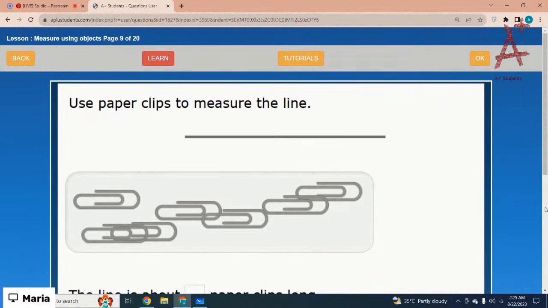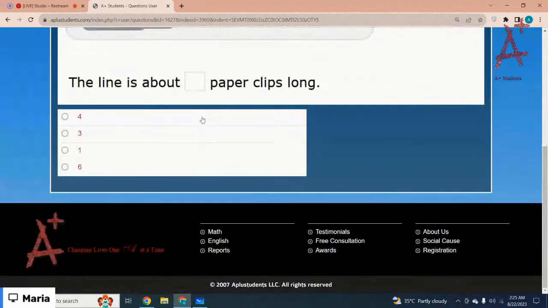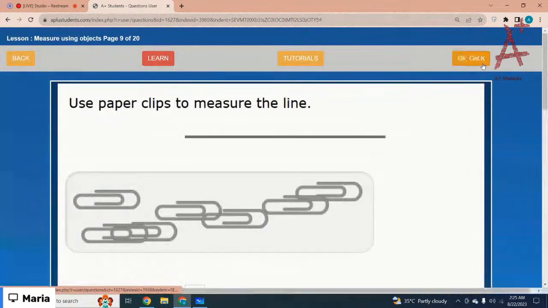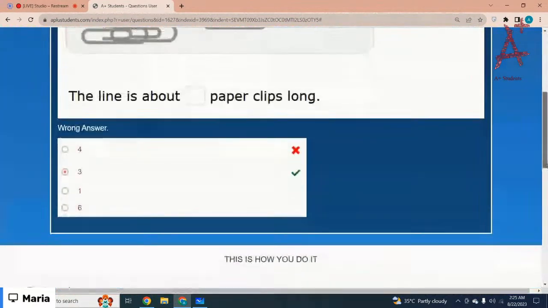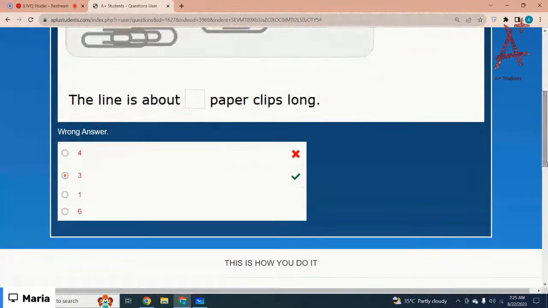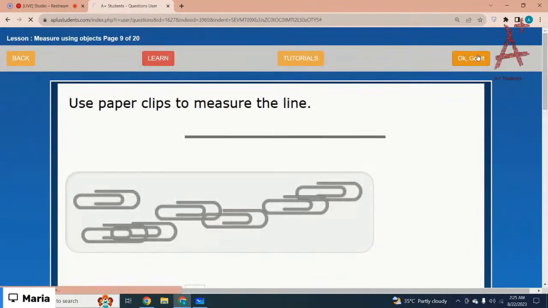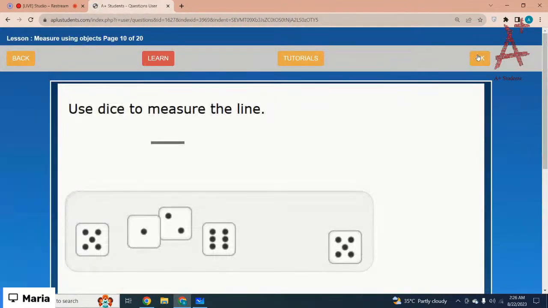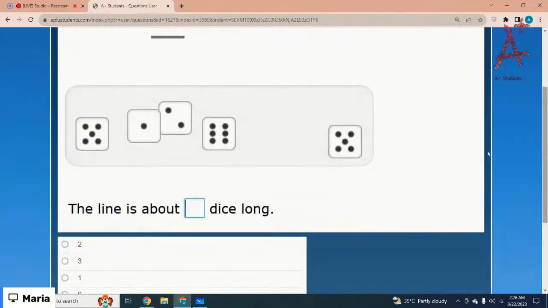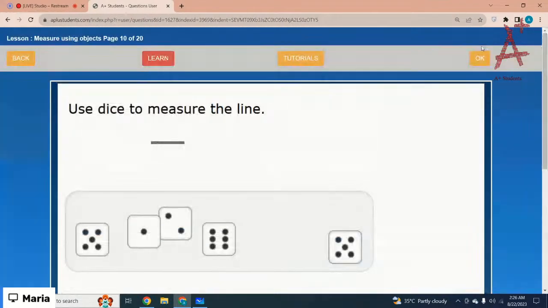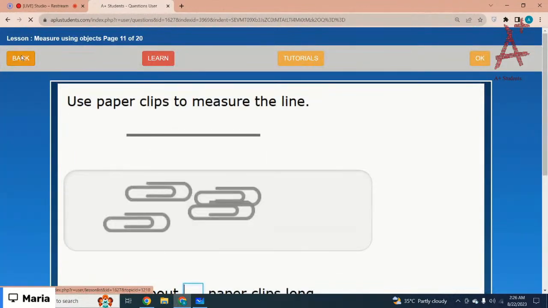This one, I think 4 paper clips long. The correct option is 4. This is 3 paper clips long, right? The correct option is 3. Okay, use dice to measure the line, which is the correct option. The line is just 1 dice long. The correct option is 1. Okay, we are done with the lesson. Let's start with the next lesson so you can complete the lesson by yourself later today.